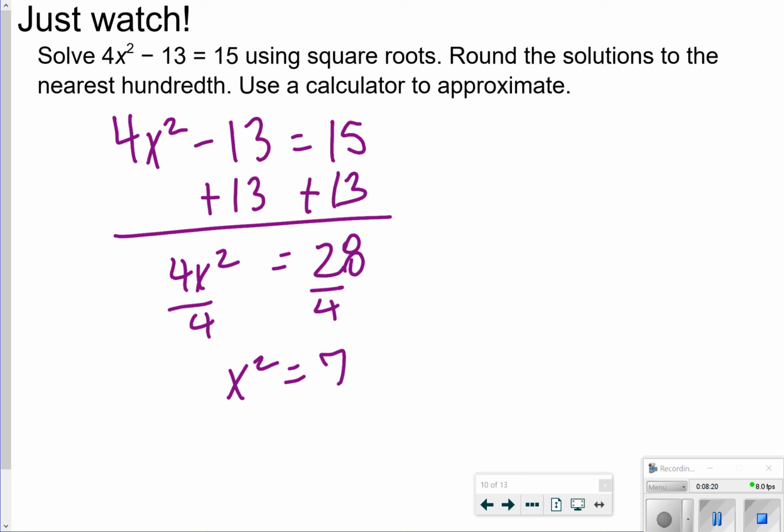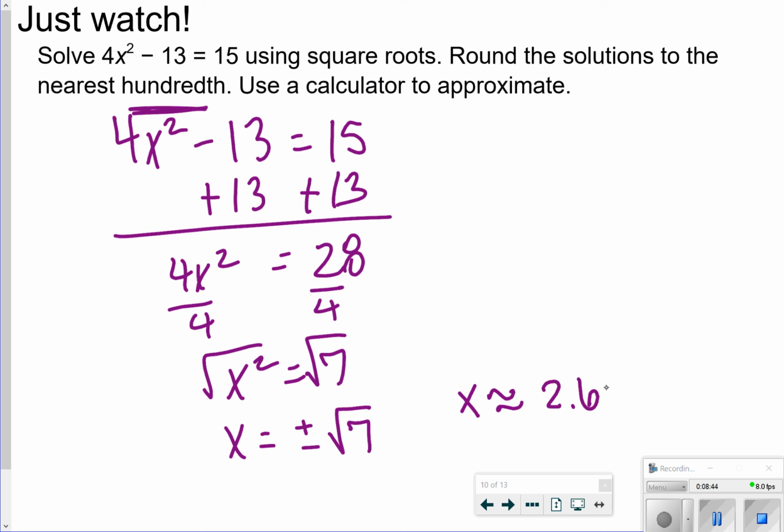I still am going to solve the same way here. Take the square root of both sides, so I have x is equal to the positive or negative square root of 7. Here's when you can take your calculator and type in the number 7 and hit the square root symbol, or the radical symbol, and you'll get a decimal. And when you get that decimal, you're just going to round it to the nearest hundredth. So x is approximately positive 2.65 and negative 2.65.